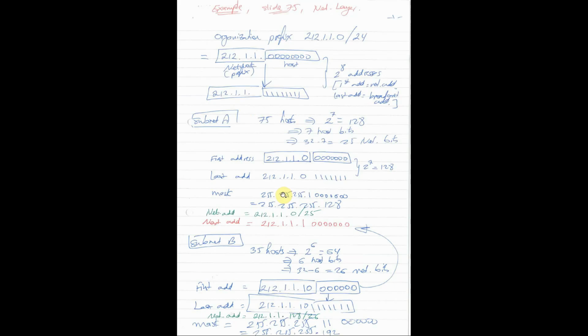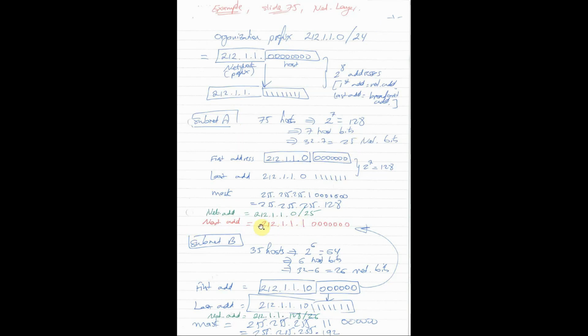But in addition to this, for subnet A, what is the network address? What is the address of subnet A itself? The address of subnet A is the same as the first address in the subnet, which is 212.1.1.0 slash the prefix length. What is the prefix length for the subnet itself? It was 25 bits, right? These are the network bits for subnet A, not the 24 in the original one. I'm talking about subnet A. So the network address for subnet A is 212.1.1.0, which is the same as the first address, and then slash 25 because we have 25 fixed bits.